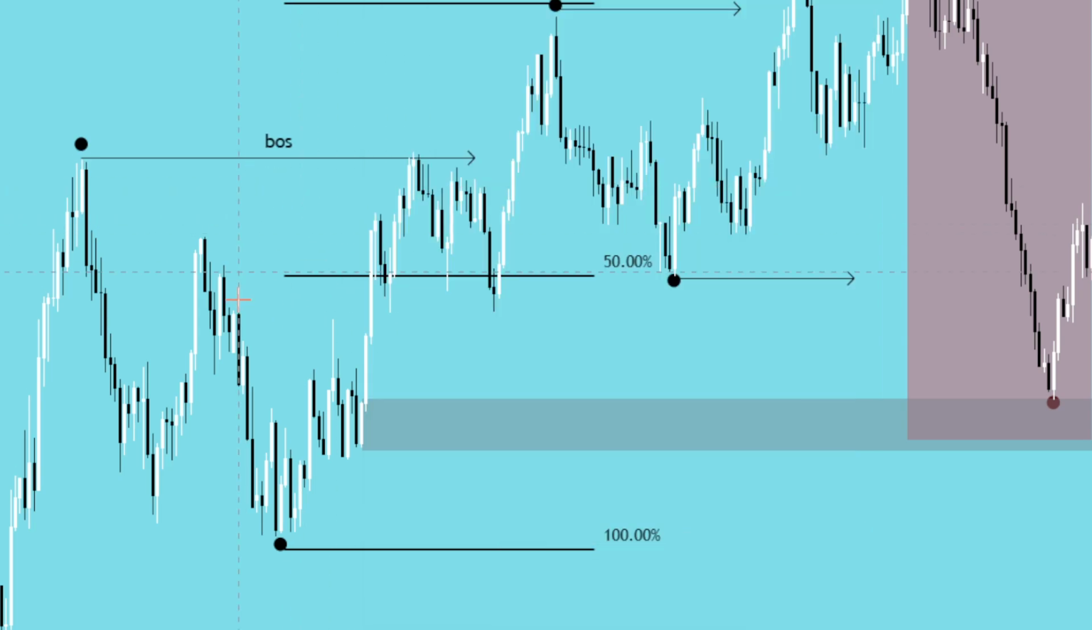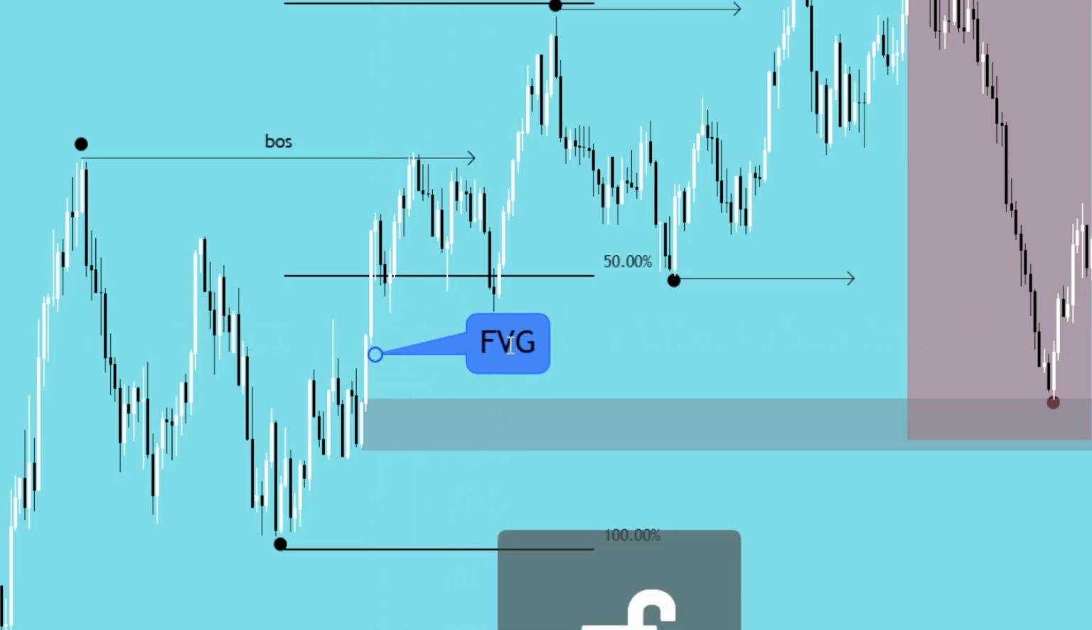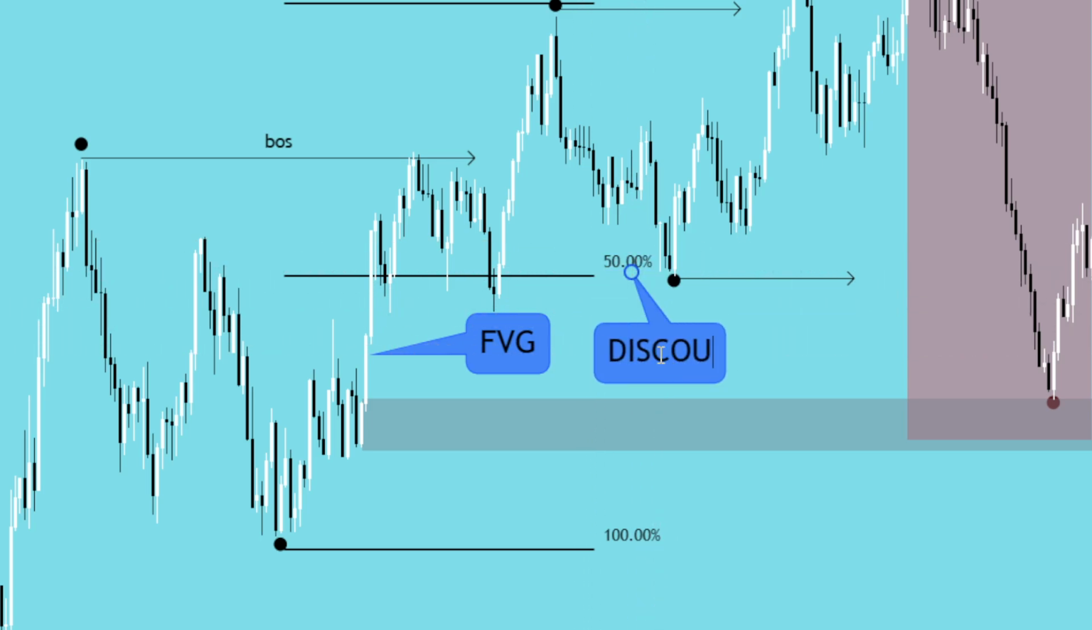That's the first thing. The second thing is it left a fair value gap over here. So this here was a fair value gap in price. And the third thing is that it's priced in the discount. We have the last structural range, and we have the equilibrium over here, so anything below that is a discount. And so these are the reasons why I expect higher prices on GBP CAD.